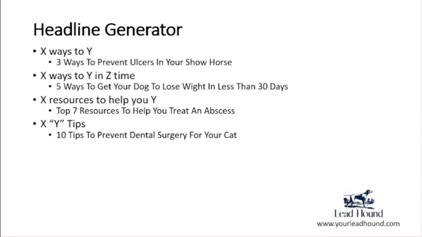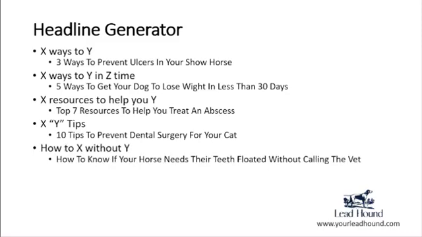Another one, X Y tips, so 10 tips to prevent dental surgery for your cat, something like that. These all happen to have numbers in them. You don't have to use numbers, but it could be something like, instead of X ways to Y, an uncommon way to prevent ulcers in your show horse. So it doesn't have to be a number, but that's what I'm just using as an example.